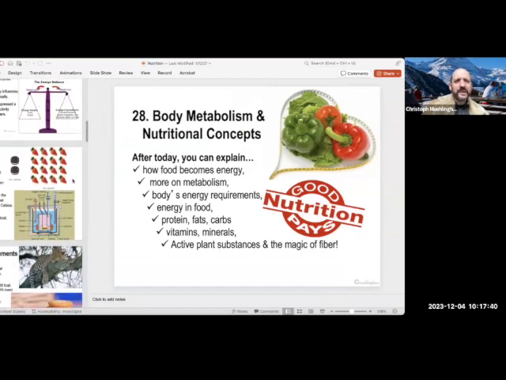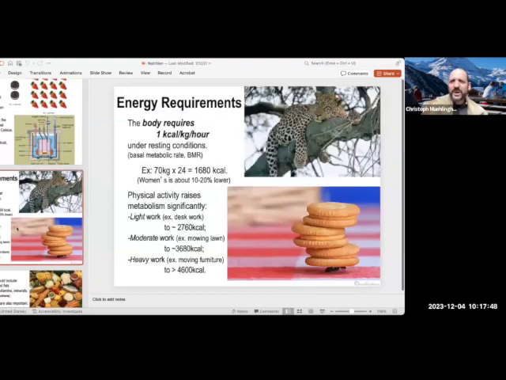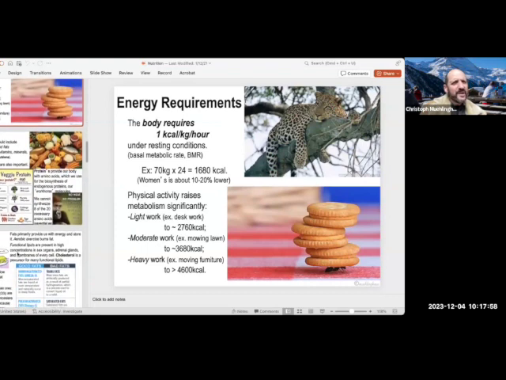I always like this picture. The strawberries and the Oreos. Unfortunately, I like this picture. And I also like this picture. The amount of calories you use doesn't matter how big you are. Well, I guess it does, but the amount you need is also dependent on work.